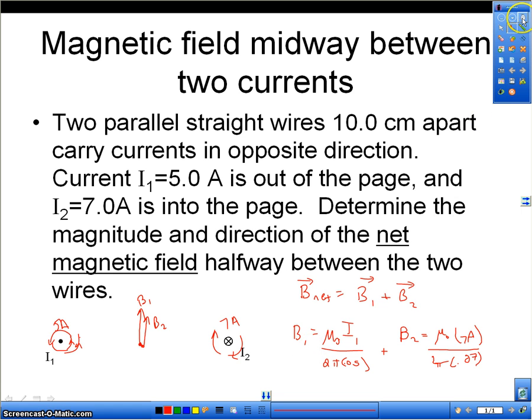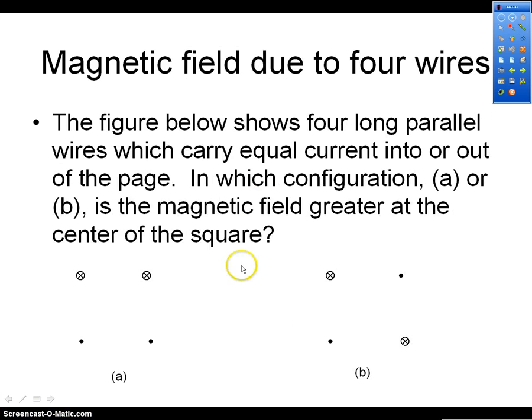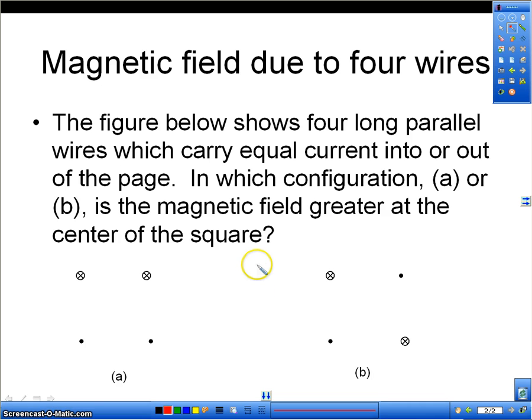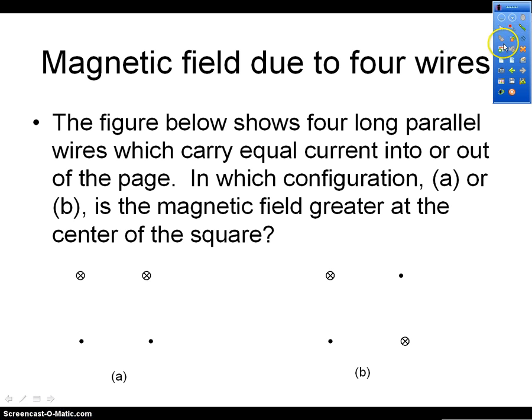All right, the last problem has to do with 4 wires. Each of these is a different situation. They want to know, where is the magnetic field greater at the center of the square? Is it A or B? Right, so we're going to look at these. That was a mistake. Let's see if we can get rid of that.